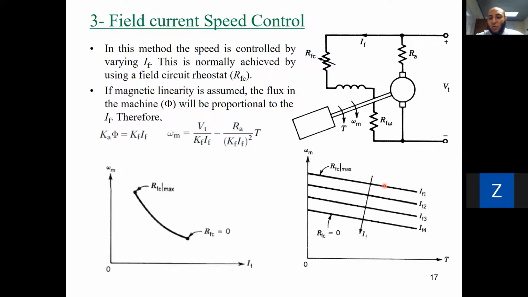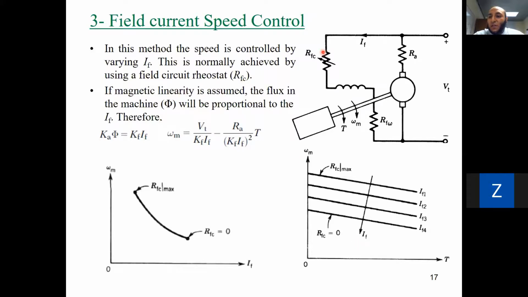As you can see, when we change the field current, we will have a similar characteristic to voltage control, because the no load speed is proportional to the inverse of field current. So if we decrease the field current, the no load speed will increase. This is simply the characteristic, and this is the direction of increasing field current. Right. How can we increase the field current?